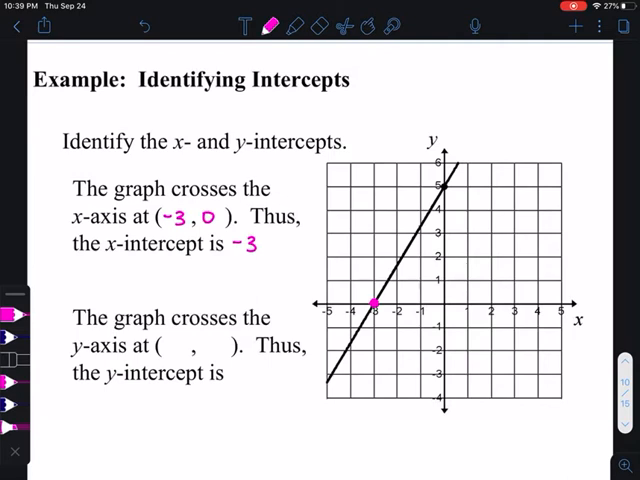It says the graph crosses the y-axis at, we find that ordered pair. We are going left and right 0, and we're going up to positive 5, so our y-intercept is 5. Again, some Algebra 1 stuff that you would have already seen.